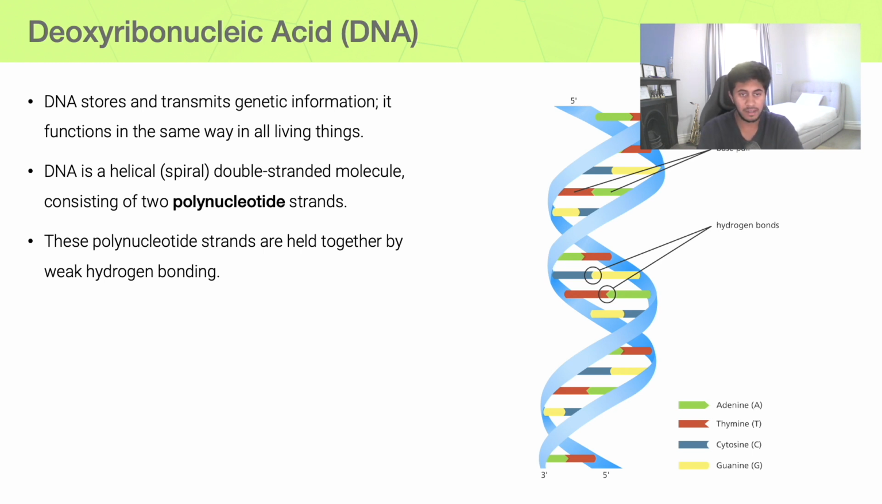So DNA is a helical structure, which is this spiral that you normally see, and it's double-stranded. These 2 strands are called polynucleotide strands, and we'll learn a little bit about what that means later. The polynucleotide strands are held together by weak hydrogen bonding, which is basically a form of intermolecular force that occurs when hydrogen is covalently bonded to either nitrogen, oxygen, or fluorine.